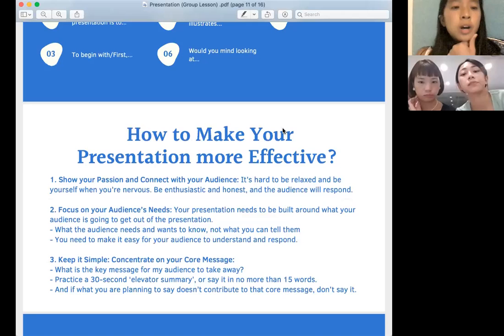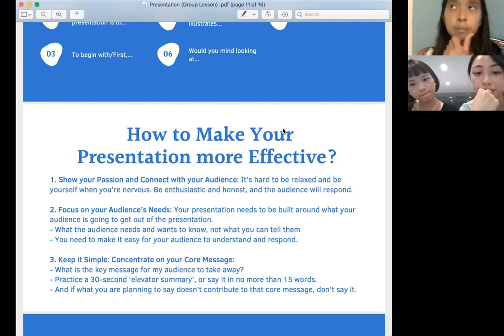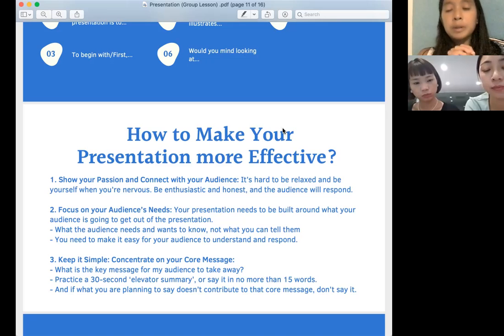Okay, so talking about the structure, we have the introduction, the body, and then the conclusion. It's very straightforward, like a hamburger. So how to make your presentation more effective? Okay, what do you think about this question? How to make your presentation more effective? Do you have some ideas, Stephanie?